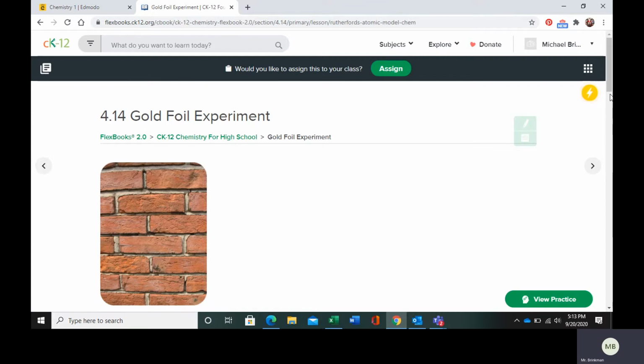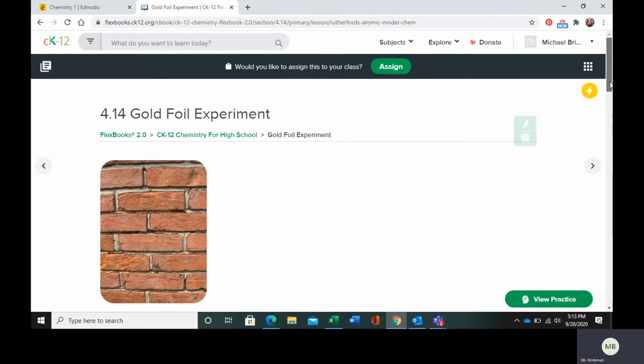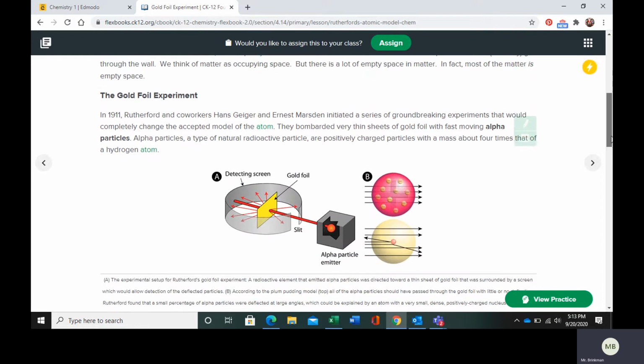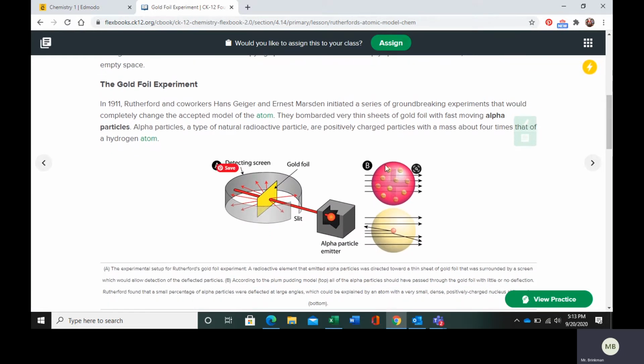So this is called the gold foil experiment. Now, at this time, we had J.J. Thomson's plum pudding model. Okay, the giant mass of positive with a bunch of little negative electrons in it.